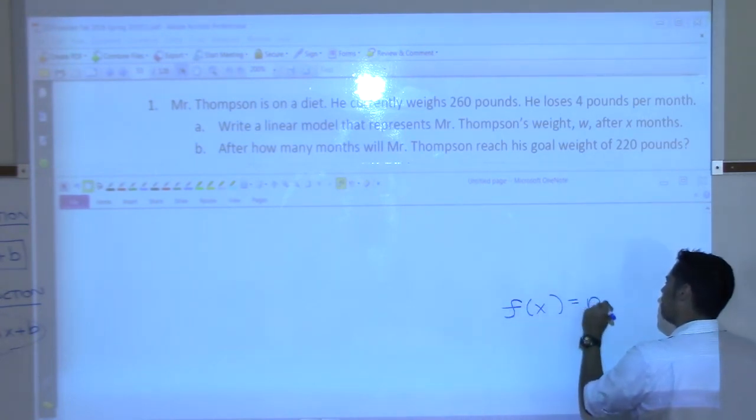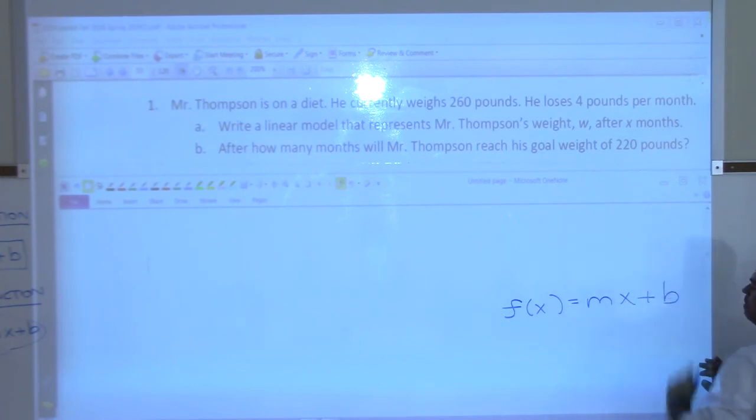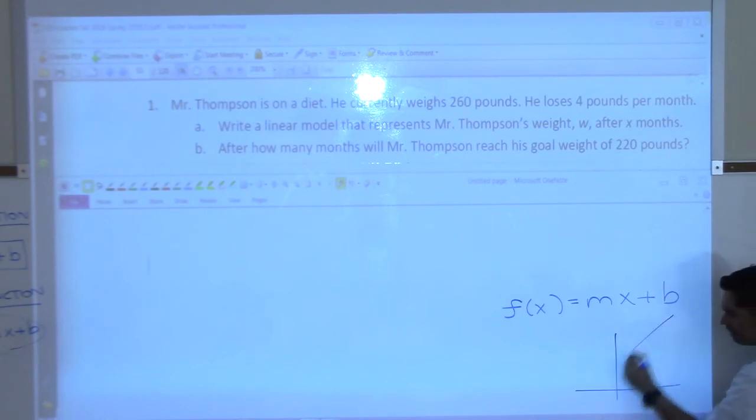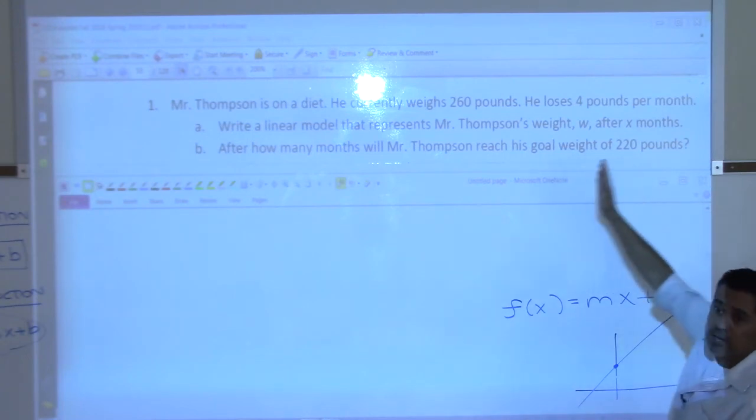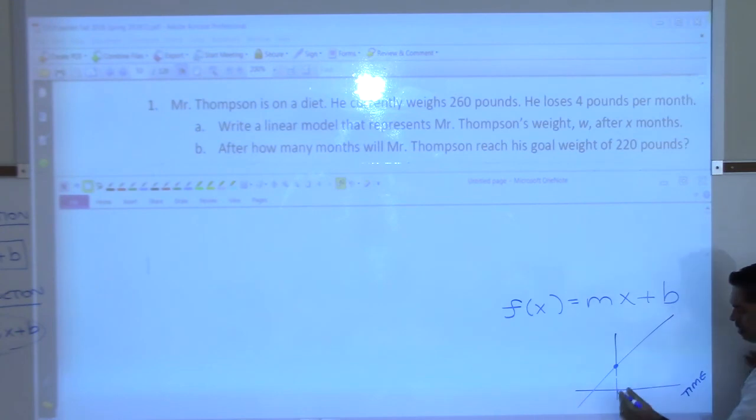So if we look at a linear model like this, what do you think this number is for us? 260. That's his starting weight, right? So this is what we start with. When you think about a graph, think about it this way. When you graph a line, this is your y-intercept, that's this number, right? So if this is time here, because our time is in months, at time 0, it should be his starting weight. So this number should be 260.